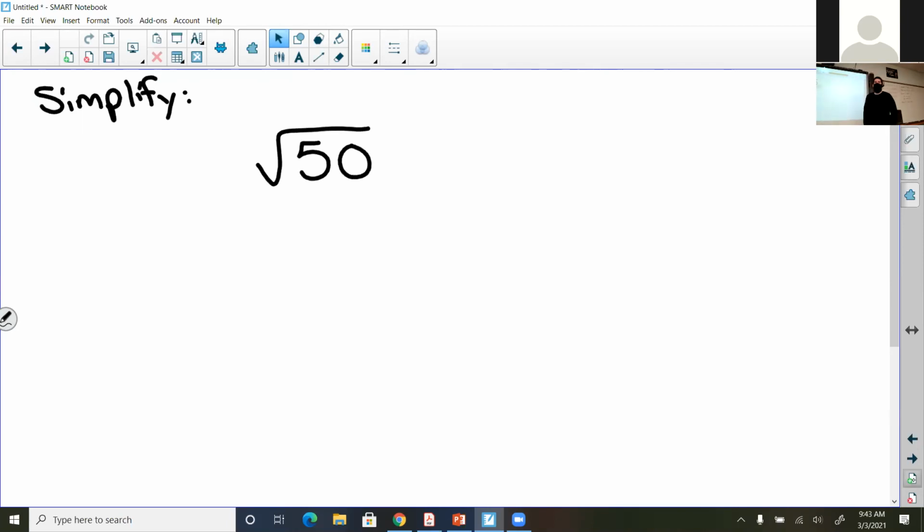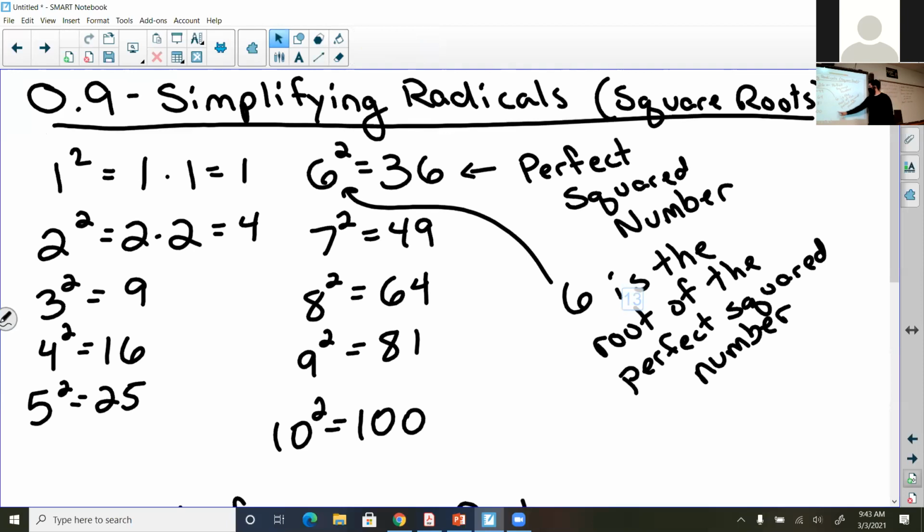So if I wanted to do the square root of 50, I would originally think to myself, well, what times what is 50? And it has to be the same number. Now, I know 5 times 10 is 50, but that doesn't help me. I can't think of a number that if I multiply it by itself, I get to 50. So I can't simplify this radical the same way I did those other problems.